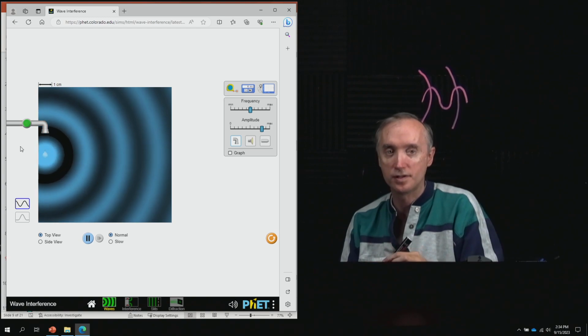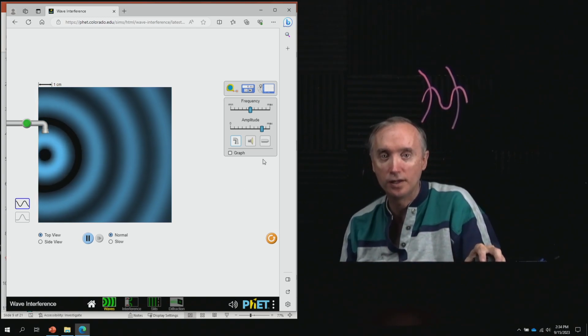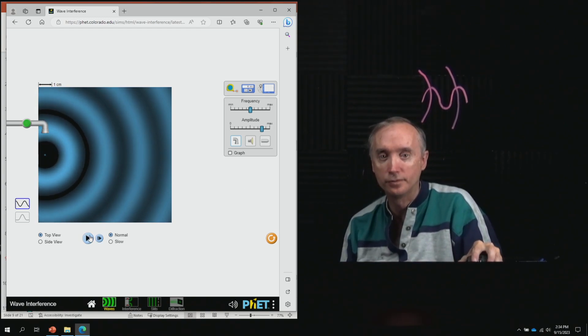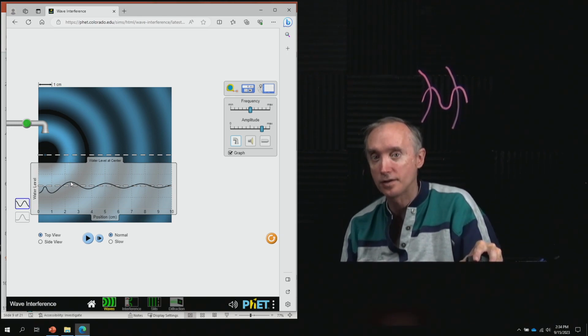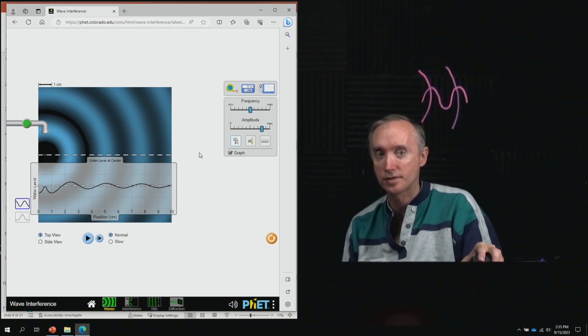And if you want to see that, you can, let me go ahead and pause it, and then go over here and click on graph. Okay, and now look at this line right here. It's bright, and that corresponds to a crest. This one is dark, and if you go down, that corresponds to a trough. So the black areas are troughs, and the blue areas are where it's cresting at. All right, so let's get rid of this.